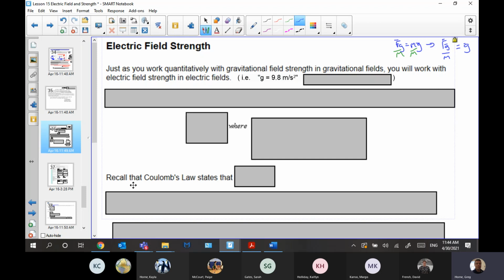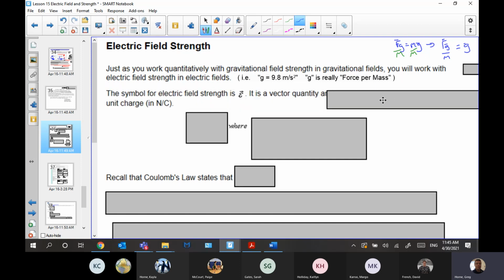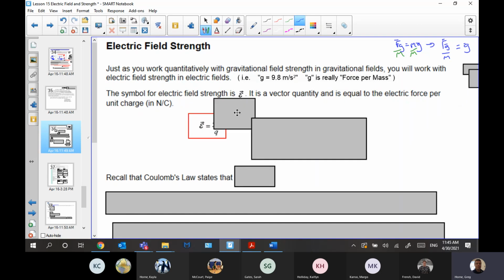So we quantitatively work with gravity strength in gravitational fields, like g equals 9.8 is familiar from gravity, right? So g is really like force per mass, if you think of the F equals mg equation, right? We're going to talk about electric field strength. We're going to talk about force per coulomb, newtons per coulomb. So as a concept, if you know what electric field strength is, which is just how much force there is per coulomb, just like with gravity, how much force there is per kilogram, that's not a hard equation to remember, right?